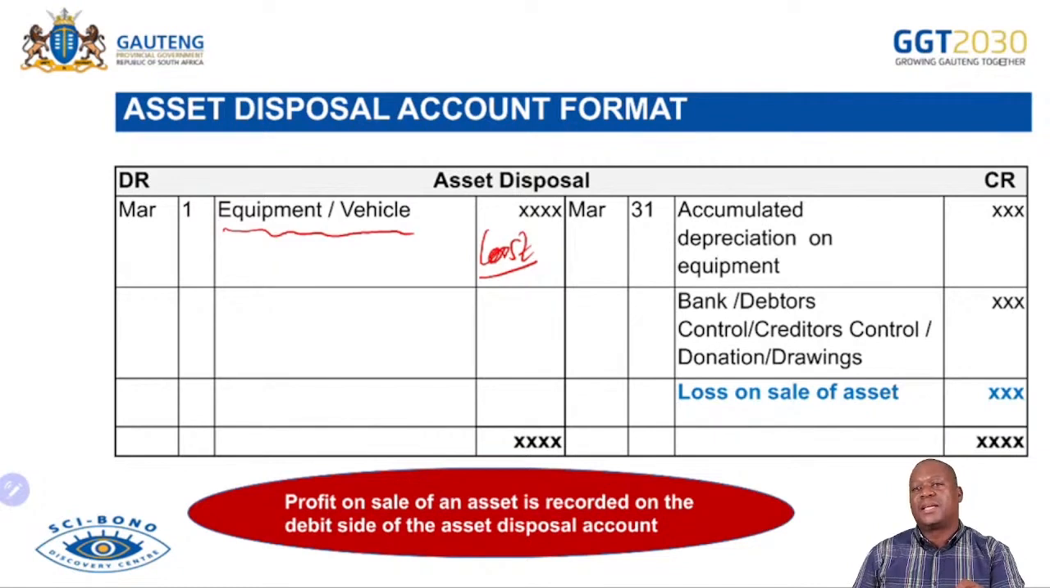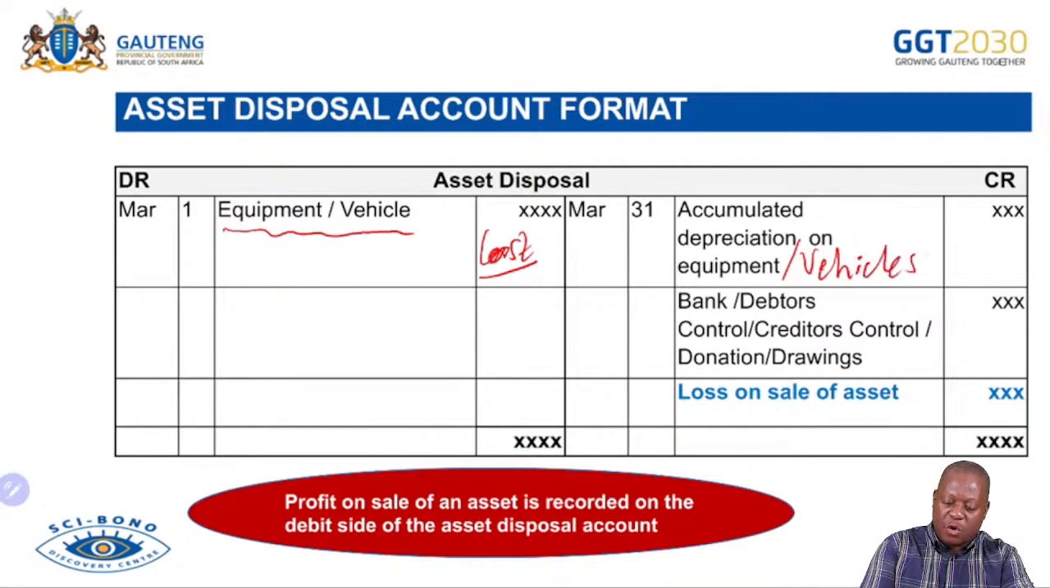And then that is the only entry that we are going to have on the debit side to start with. And then on the credit side, the first entry that we need is the accumulated depreciation on equipment or on vehicles, depending on what it is that we are disposing. So accumulated depreciation on the credit side. Cost always on the debit side. Please take note of that. Cost on the debit side, accumulated depreciation on the credit side.